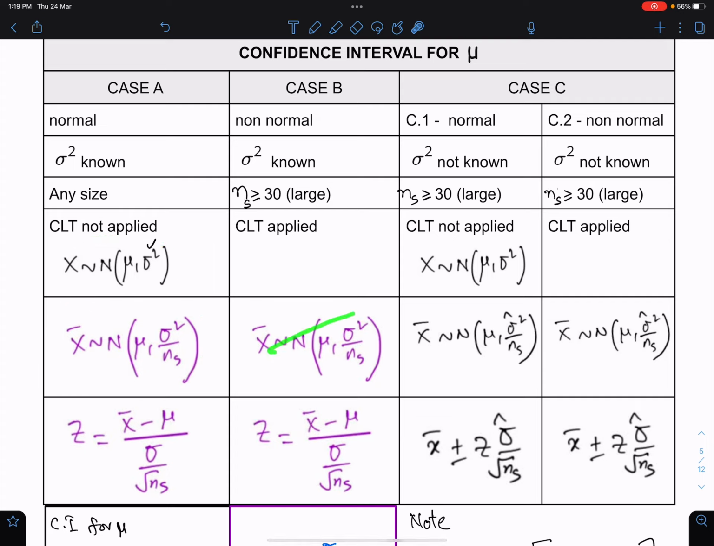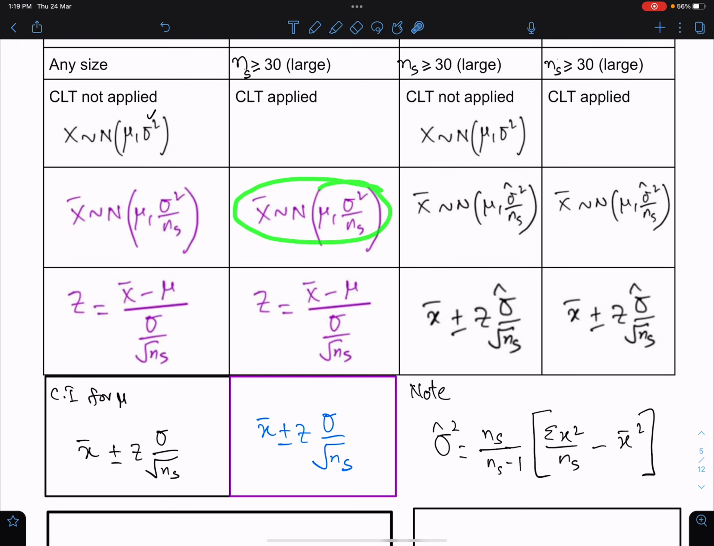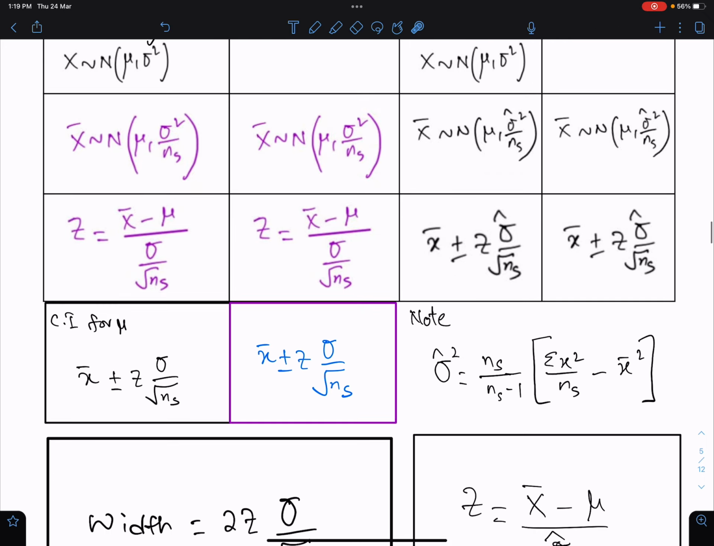But in this case, distribution of x bar is approximately normal. So according to this distribution, we can write the formula of z. The formula of z is x bar minus mu divided by under root of this. And the formula of confidence interval is same as in case A.